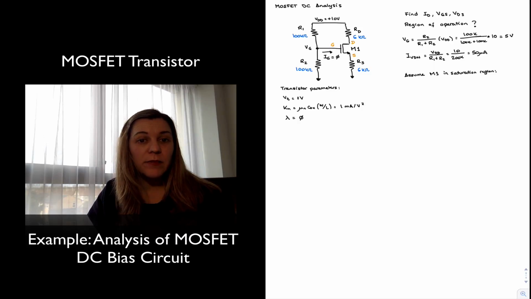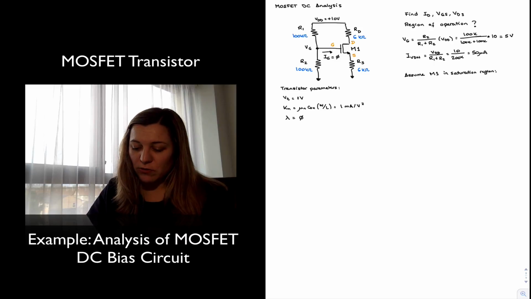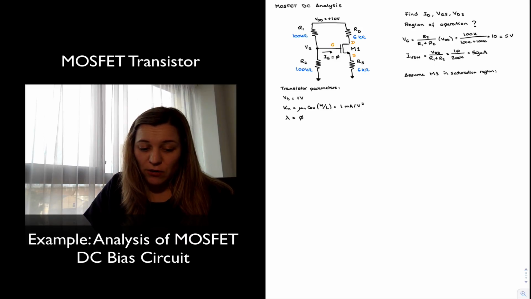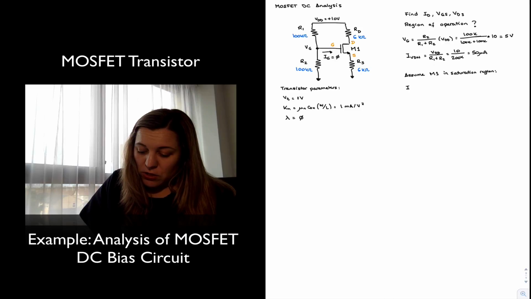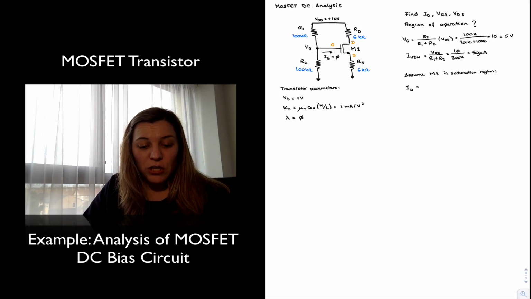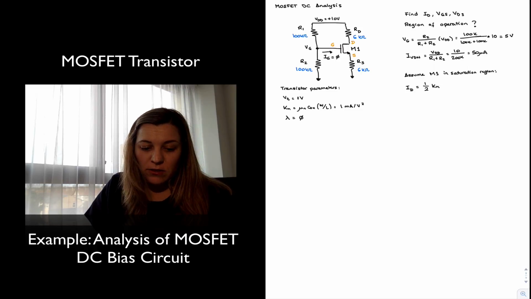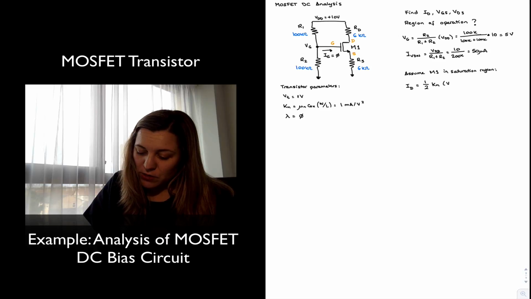In all reality, after you get used to the operation of the transistor, it will become easier to identify when the transistor is in cutoff, triode, and saturation. Sometimes saturation and triode will not be that obvious to distinguish, but certainly cutoff will be. So let's go ahead and, based on that assumption, put out the equation for the drain current, which is going to be 1/2 of Kn times (VGS minus VT) squared.